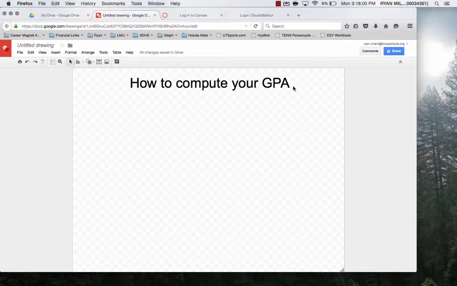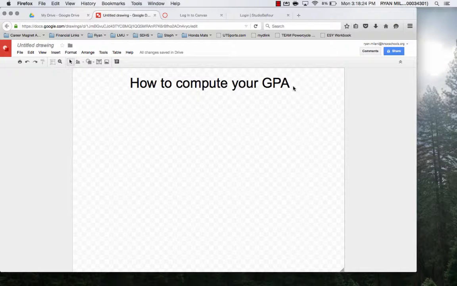Just so you understand, your GPA is a number that reflects a weighted balance between the A's, B's, C's, and D's that you have earned. So the higher your GPA is, it suggests that you are a better student, and the lower your GPA is, it suggests that you are a poorer student. So, this is how you compute your GPA.